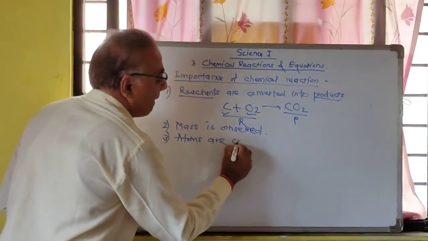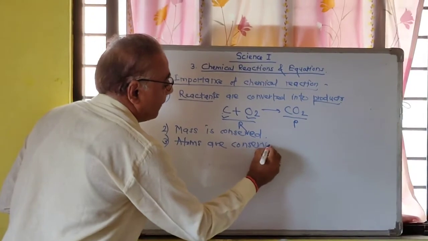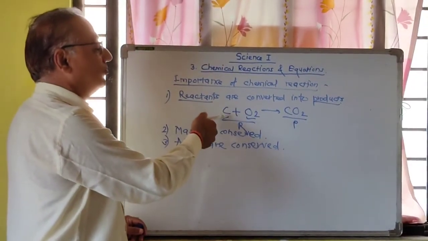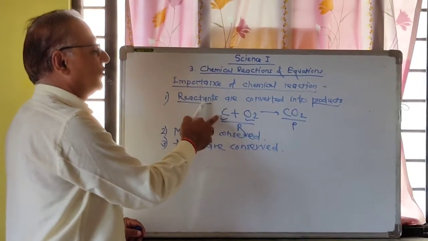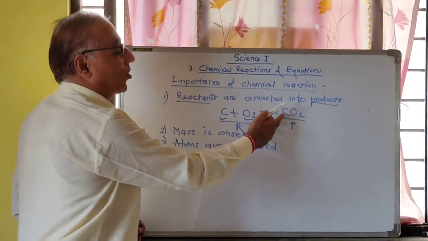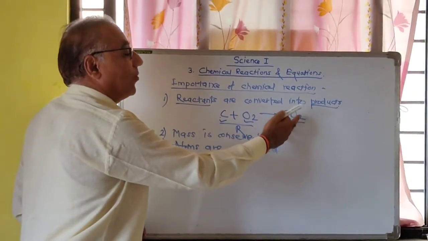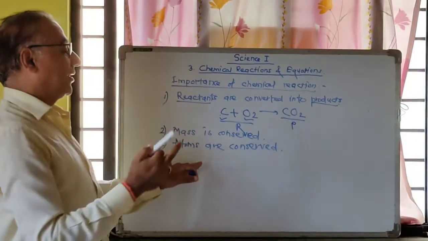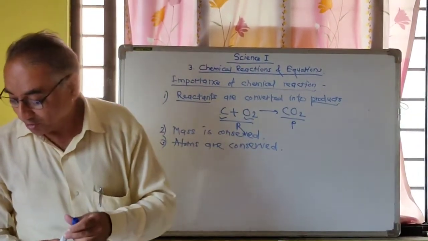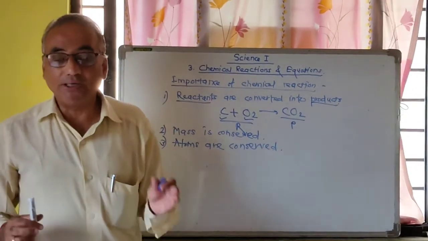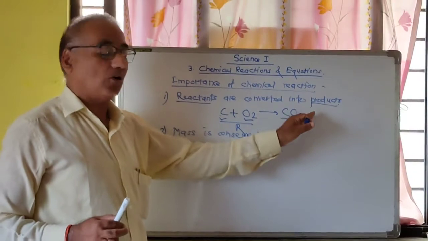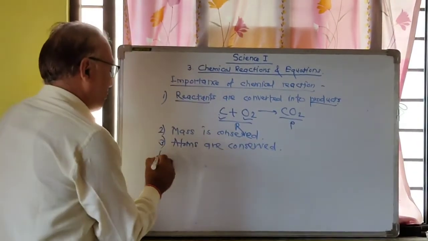The third one is that atoms are conserved. What is meant by atoms are conserved? Here in this equation, the number of carbon atoms is 1, that of oxygen is 2. In the product, the number of carbon atoms is 1 and that of oxygen is 2. That is, atoms are conserved on both sides, the reactant side as well as the product side. The fourth one: the properties and composition of reactants are different from that of the product. Properties are different.